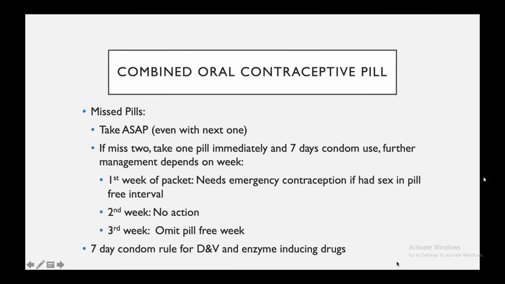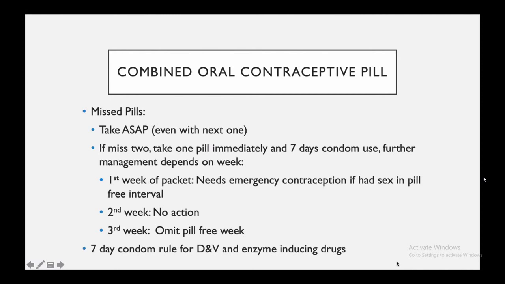When advising a patient on a combined oral contraceptive method, it's always important to mention missed pills. If they have missed a pill, advise them to take the missed pill as soon as possible, even if it's with the next pill. If they miss 2 pills in a row, you want to advise them to take 1 pill immediately, in addition to 7 days of condom use, and further management depends on the week in which they have missed that pill.